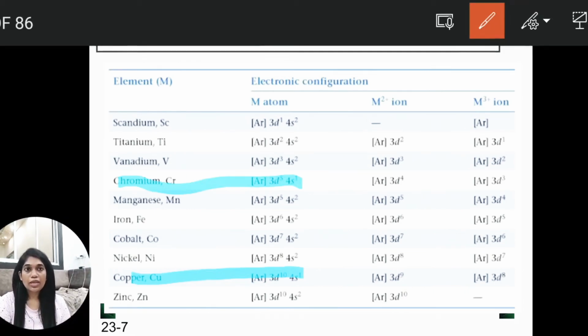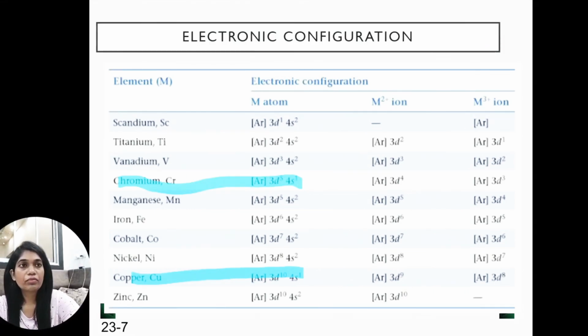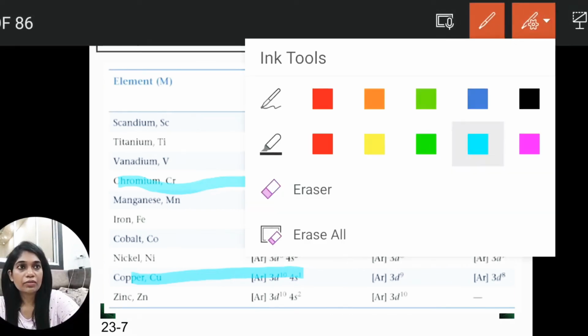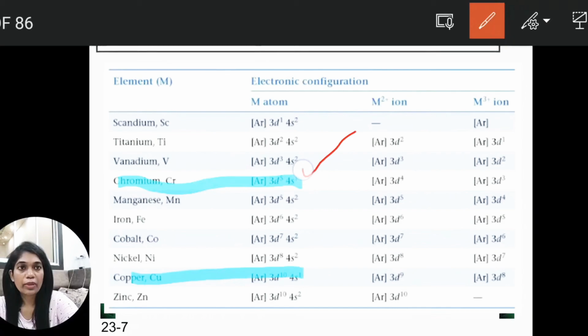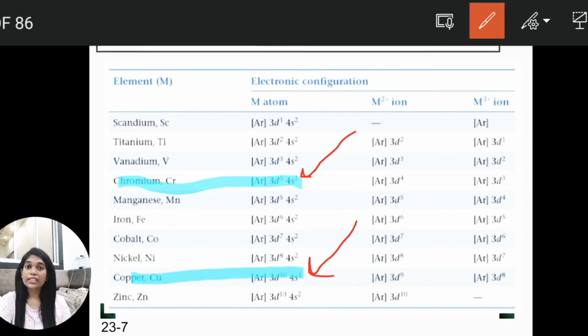This is because in the case of chromium, 3d5 4s1 is a half filled electronic configuration, and in the case of copper it is 3d10 4s1, a fully filled configuration. Whenever there is a half filled or fully filled electronic configuration, the stability of that element increases as compared to other elements. That's why this anomalous configuration occurs in chromium and copper.